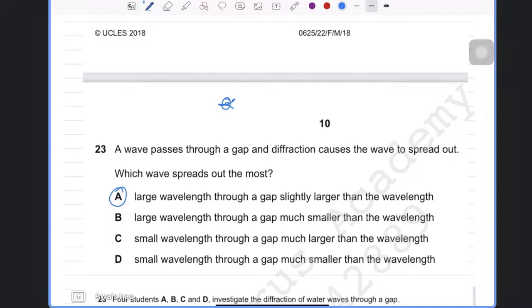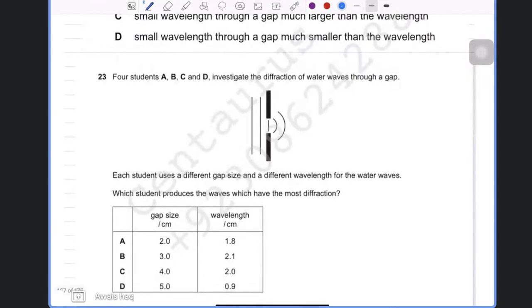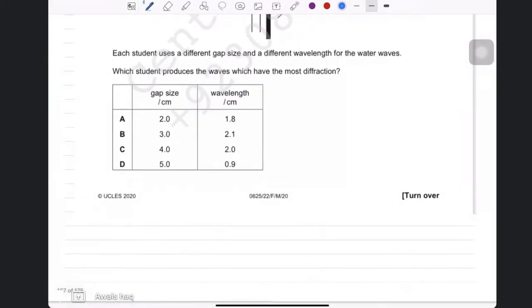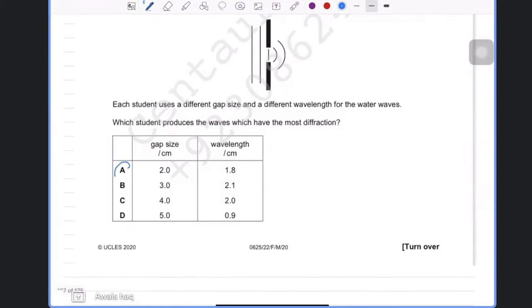Always remember this. This is why I put this question up. It's very important. Then in this one, what do you guys say? Again, keep the same idea in your mind that I've told you. Similar gap size, almost similar to wavelength. Which answer then? What did you say? A, exactly. Exactly, because they're very close to each other. You get it? Yes, sir.